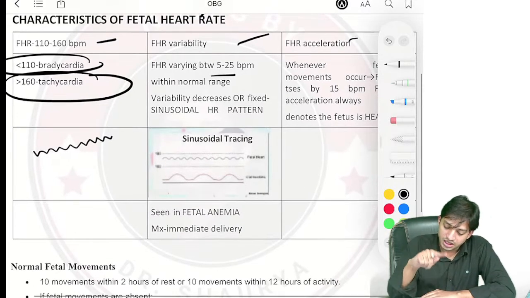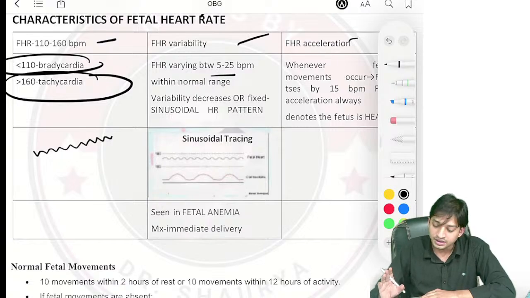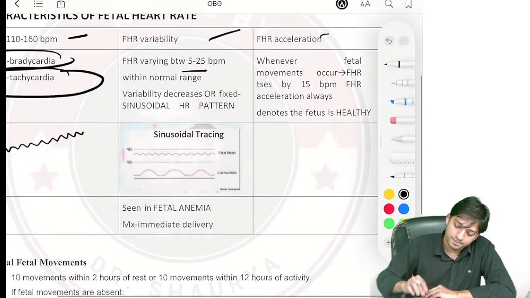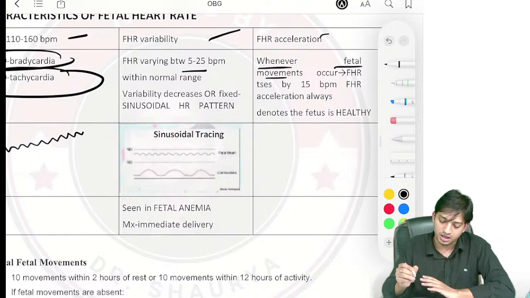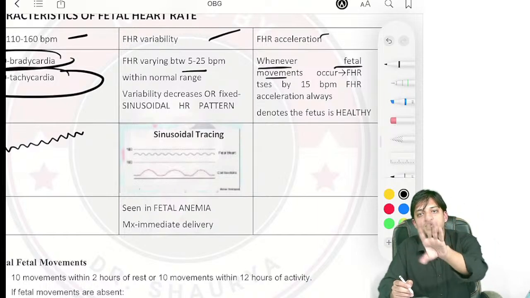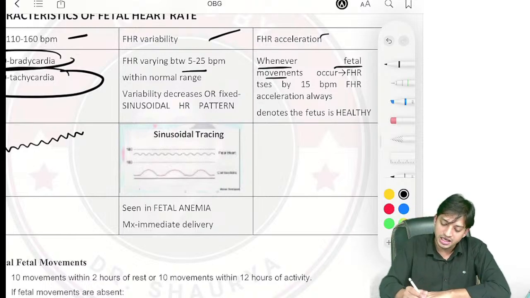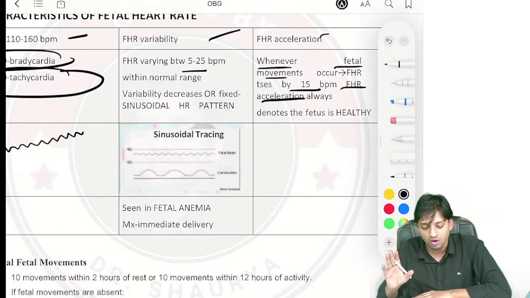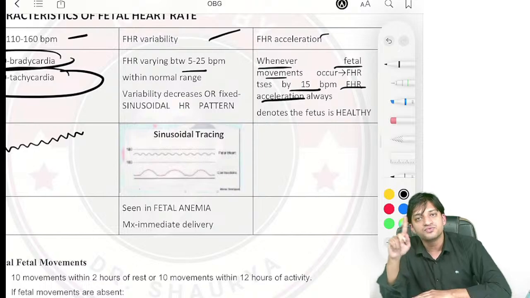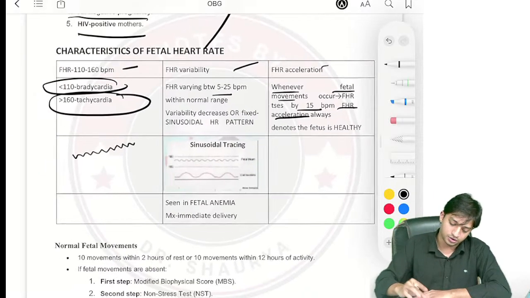Now if variability decreases or is fixed, or there is a sinusoidal pattern, then it can be problematic. Now fetal heart rate acceleration: whenever fetal movement occurs, fetal heart rate should increase, right? If the fetus is moving, the fetal heart rate should increase by 15 beats per minute, right? Fetal heart rate acceleration will always be there, right? If there is fetal heart rate acceleration, that is a good indicator, that means the fetus is healthy. Okay, come on.